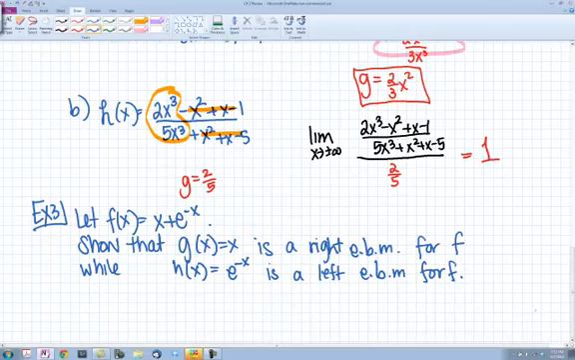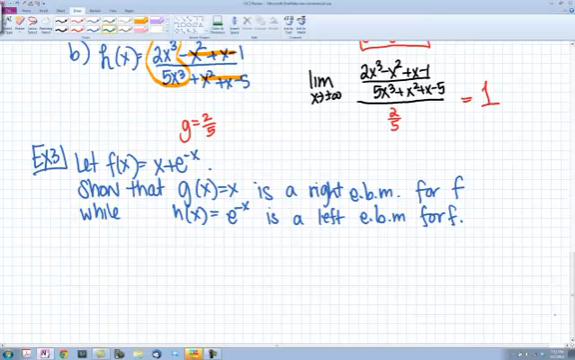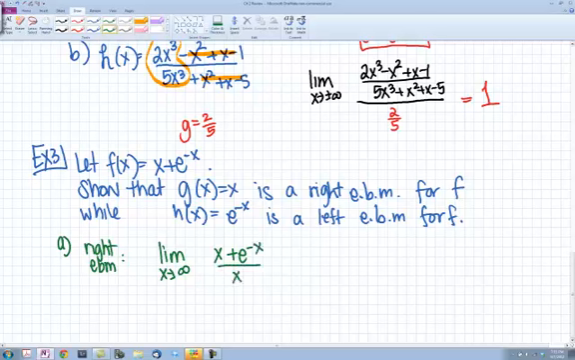Okay? So that means I'm telling you that the limit is going to equal 1 for f over g and then h over g. So for the first one, the right end behavior model, we need to calculate that limit as x approaches positive infinity, because infinity is on the right hand side. I need to divide x plus e to the negative x over x.